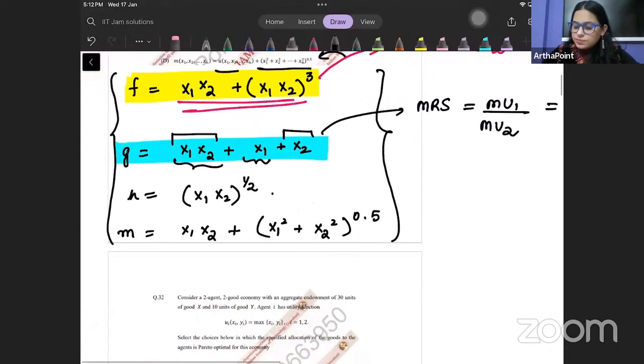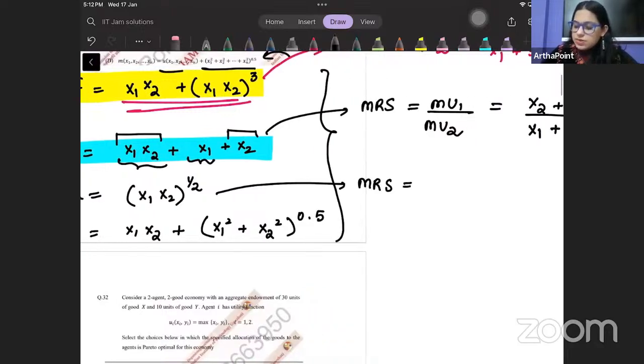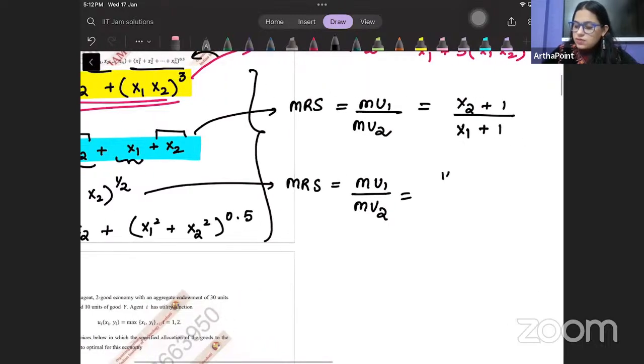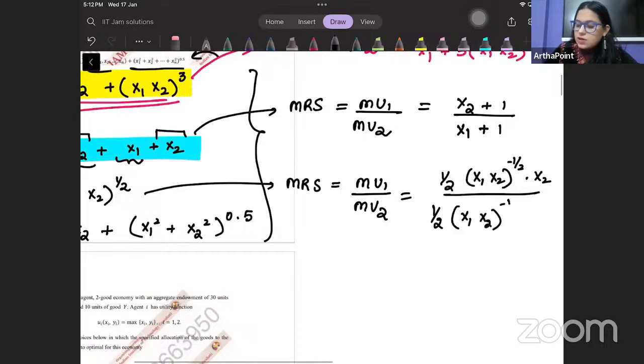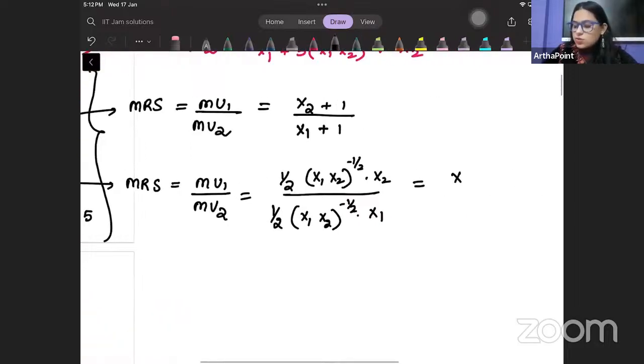Differentiate the third one. Find out its MRS. Its MRS will simply be again mu1 by mu2. So if I differentiate with respect to the first one, x1, I will get half x1, x2 to the power minus half into x2, upon half x1, x2 to the power minus half into x1. So my MRS is going to be x2 by x1.